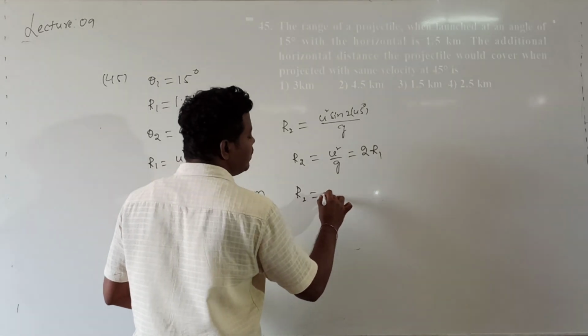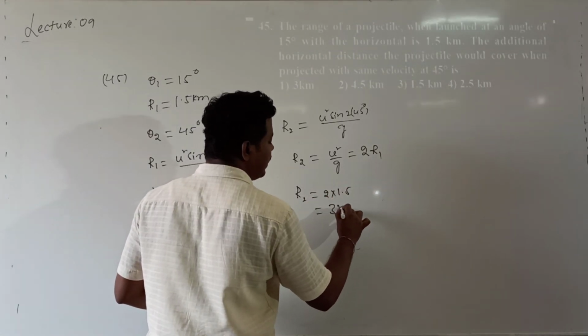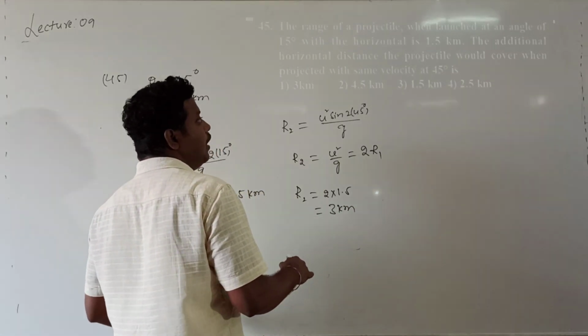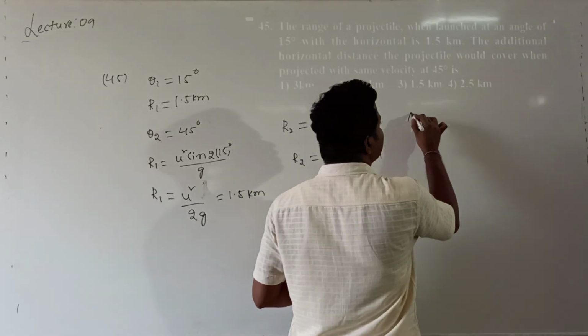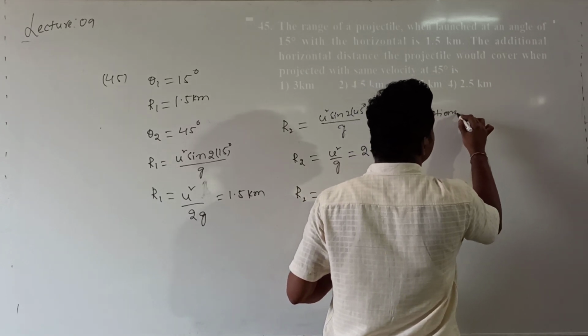Therefore R2 is equal to 2 into R1 value 1.5, which is given by 3 kilometers. So this is for R. But they are asking what is the additional range. How can I calculate the additional range?